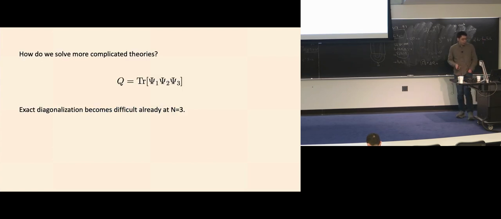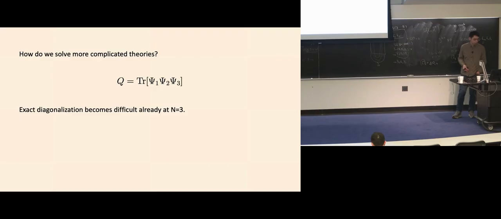Now for the model I just described, you can solve it exactly, but let's say I just throw at you a more complicated supercharge. What can you say about it? How do you solve it? So let's say I just write down Q equals trace psi 1, psi 2, psi 3. Is this model chaotic? Is this model in the low energy described by Schwarzian? And so on. It's not clear how you would approach such a problem. You might try to do some exact diagonalization of the problem, but for example, for this model, it's already very difficult at n equals 3, right?